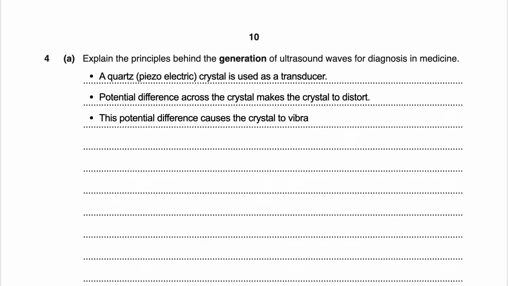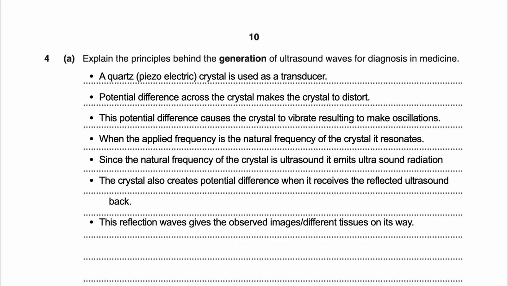So if we write point by point, we get all these points. One, a piezoelectric crystal is used as a transducer. This is a marking scheme word, transducer. And there is potential difference across the crystal to make it distort, move in one axis, shrink in one axis and then expand in another axis. This potential difference causes the crystal to vibrate. Okay, we discussed, when the applied frequency is the natural frequency of the crystal, then it resonates. Since the natural frequency of the crystal is ultrasound, it emits ultrasound radiation. This is a very, very important point because the system itself is called ultrasound scanning.